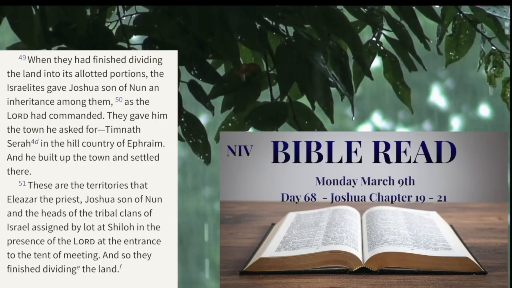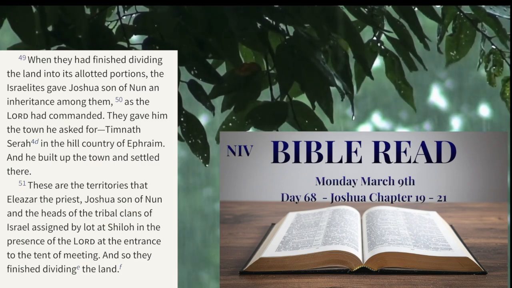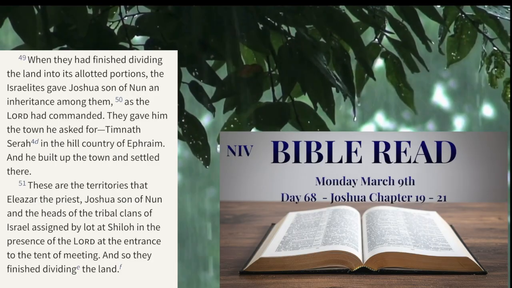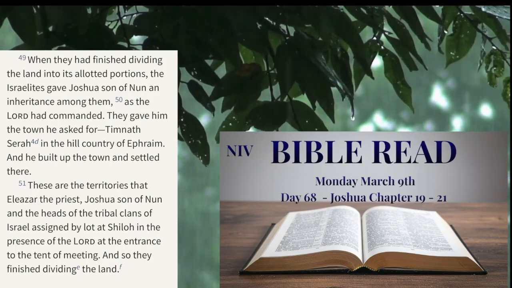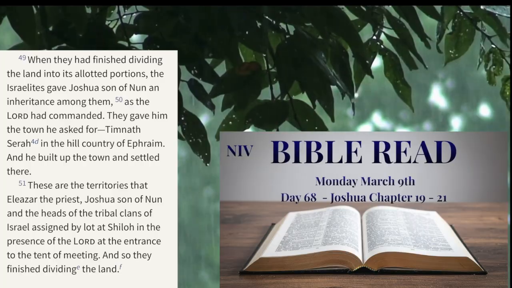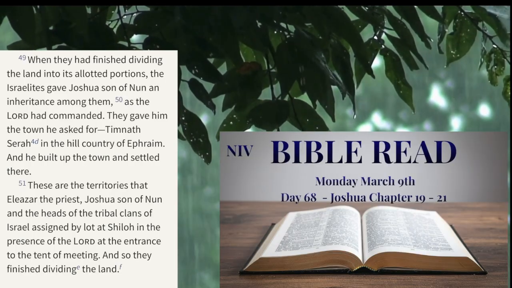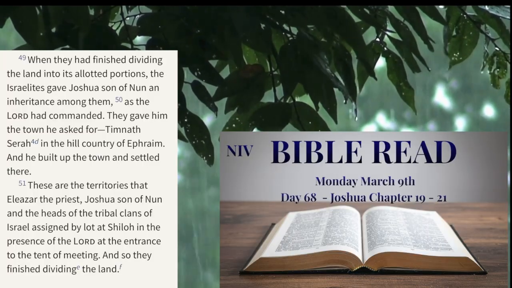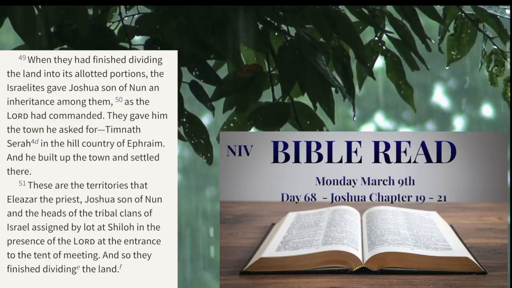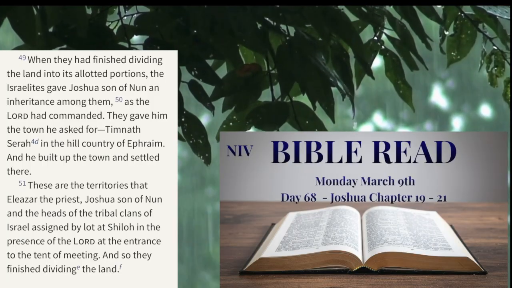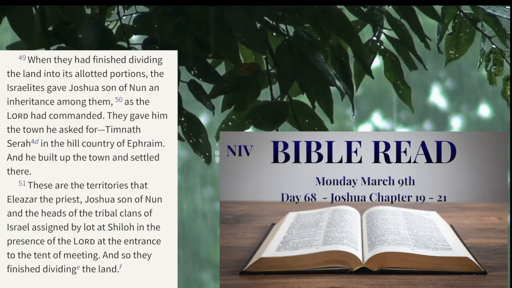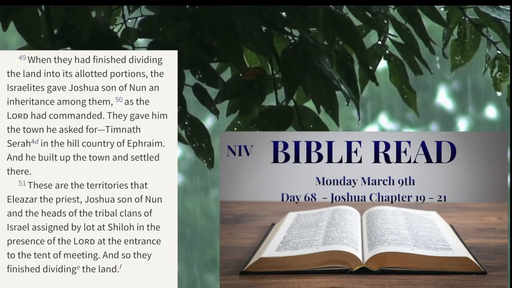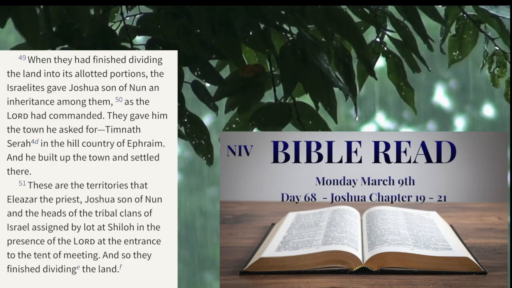When they had finished dividing the land into its allotted portions, the Israelites gave Joshua, son of Nun, an inheritance among them, as the Lord had commanded. They gave him the town he asked for, Timnath Serah, in the hill country of Ephraim, and he built up the town and settled there. These are the territories that Eleazar the priest, Joshua, son of Nun, and the heads of the tribal clans of Israel assigned by lot at Shiloh in the presence of the Lord at the entrance to the tent of meeting. And so they finished dividing the land.